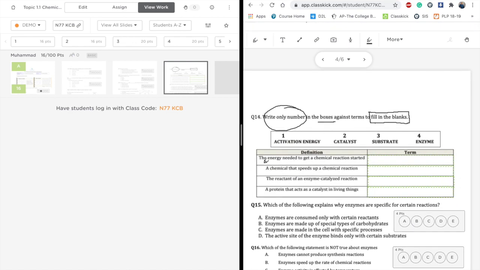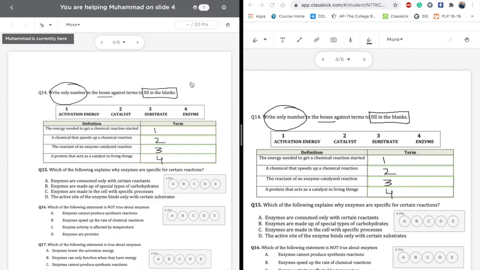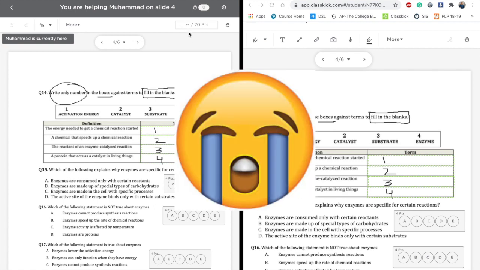So it says that the energy needed to get the chemical started. So this is number 1. Again, if you write number 1 like this, number 2 like this, number 3 like this, number 4 like this, what's happening on the teacher screen? Let's see. Did you get any mark? Nothing. You didn't get any mark.